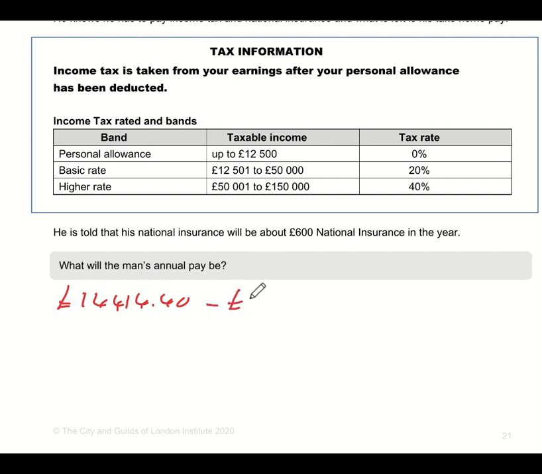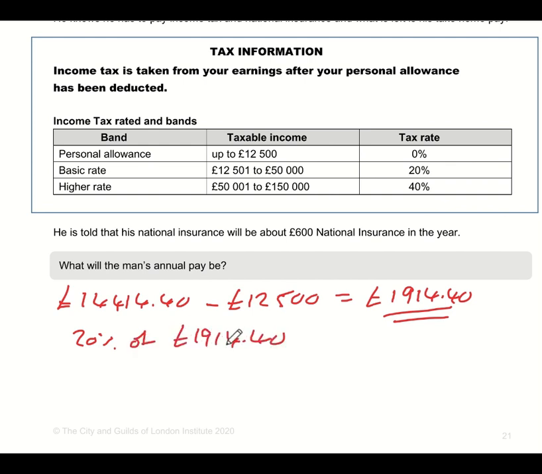So if I subtract 12,500 from this amount, that is a total of £1,914.40. This is the amount that he's taxed on at 20%. So we need to work out 20% of 1,914.40. So the calculation is 0.2 times 1,914.40. That's the percentage multiplier for 20%, and that comes to £382.88 in tax.